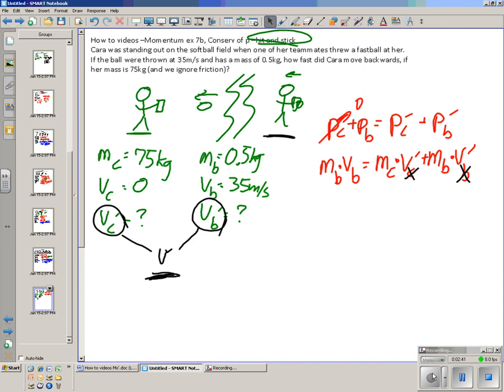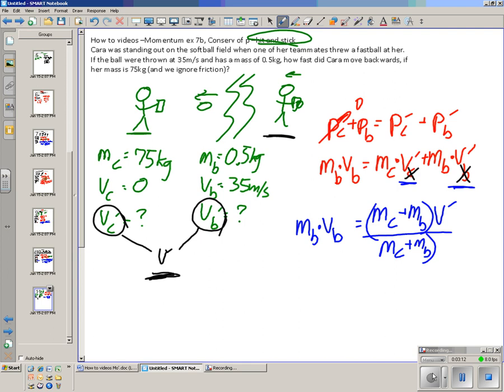And you say, well, why would we want to do that? Well, now we can start rearranging things a little bit. We can factor out the V primes, and we have mass of Kara plus mass of the ball times V prime is equal to mass of the ball times velocity of the ball, and that's the initial. I divide through by the stuff in the parenthesis, mass of Kara plus mass of the ball. That goes away, so I'm left with V prime on the right side.